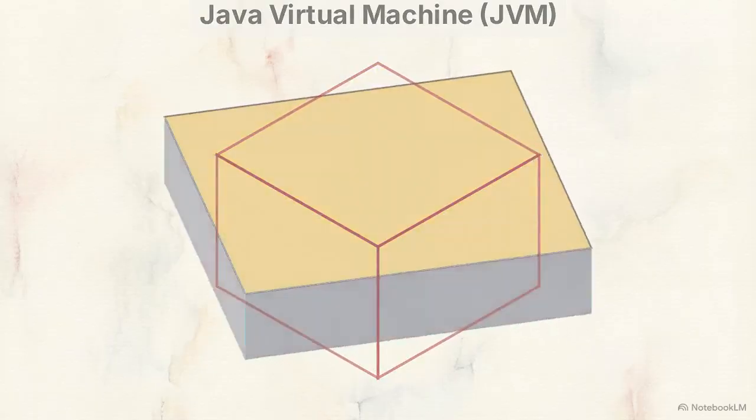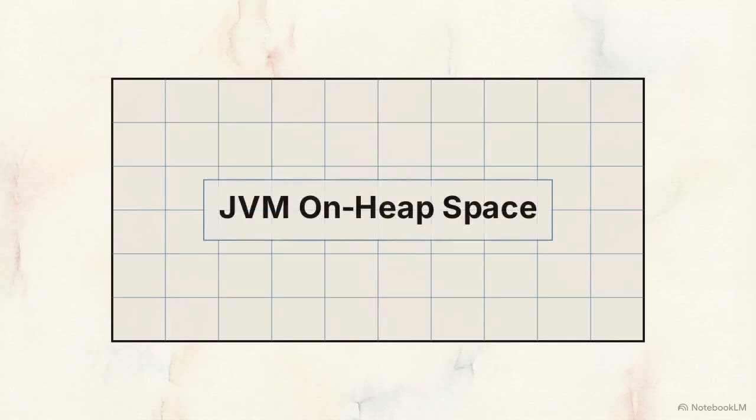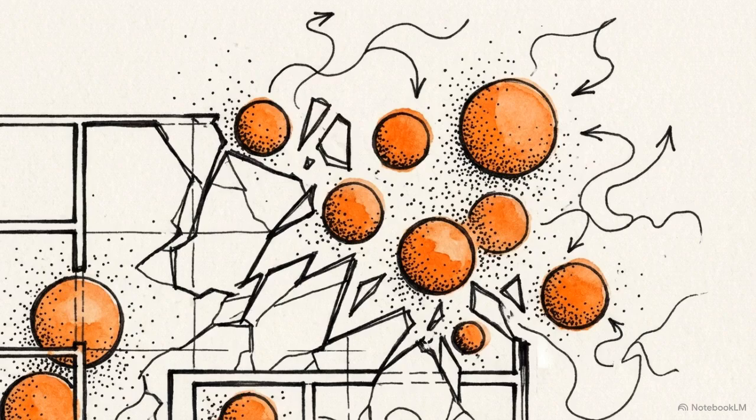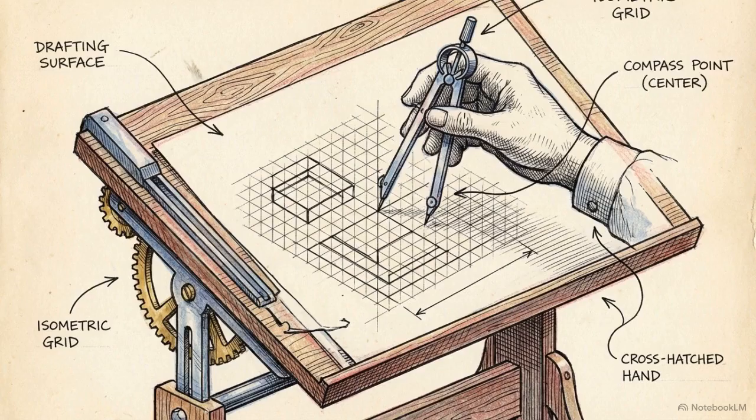If you want to prevent silent performance degradation, you must construct a strict mathematical map of the space inside this boundary, specifically the JVM on-heap space. Without knowing the exact dimensions and the dynamic rules governing this container, you cannot guarantee how your data is actually processed. Let's build this map from the ground up.